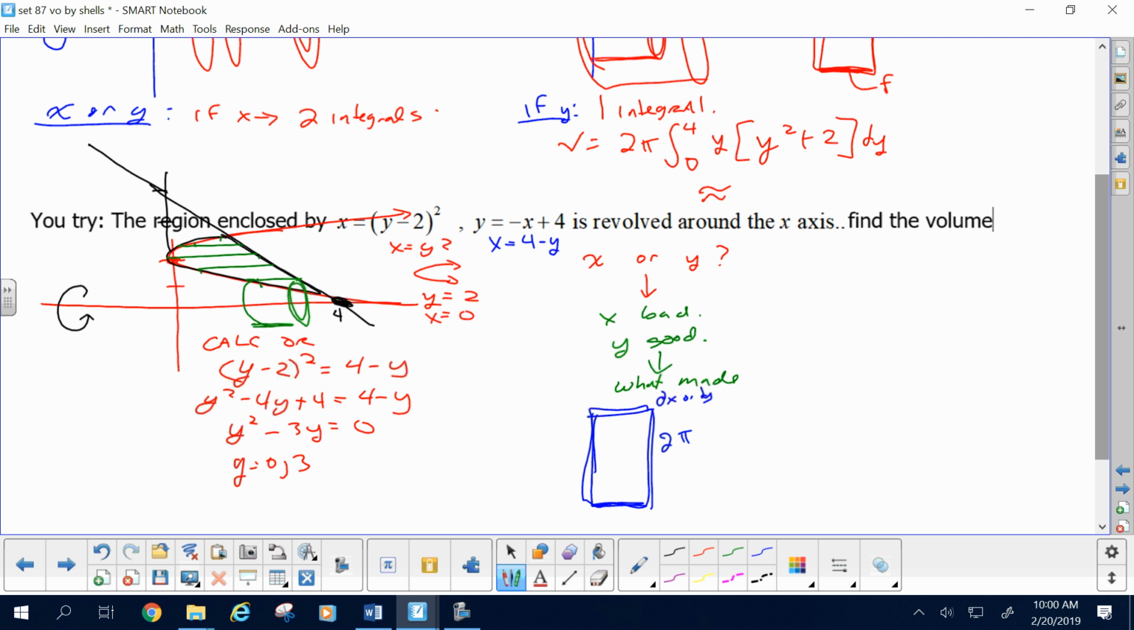Uh-oh, we got a negative, that's not good. Oh, it's because I switched them.